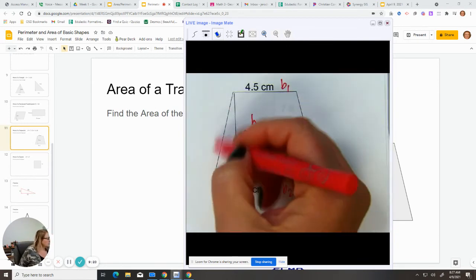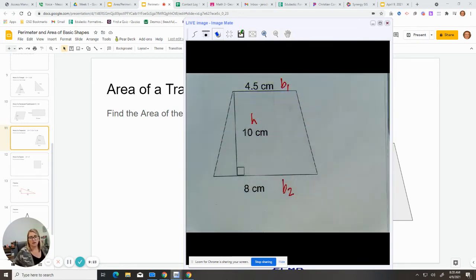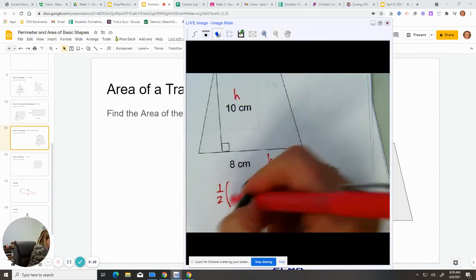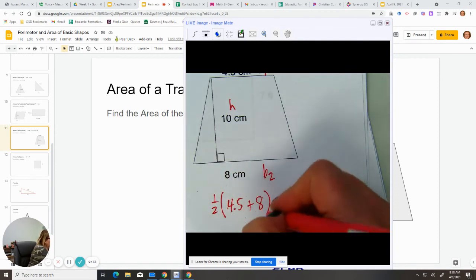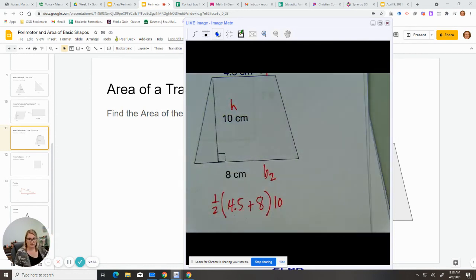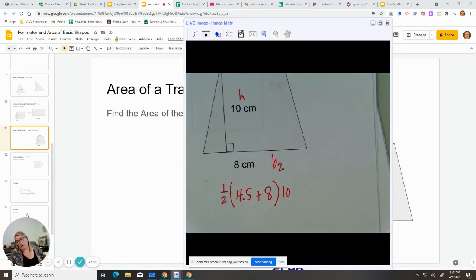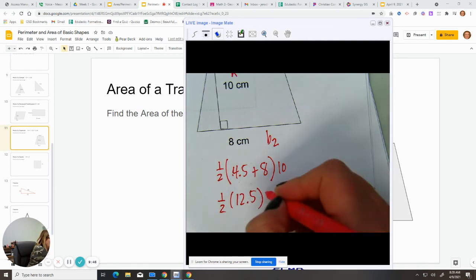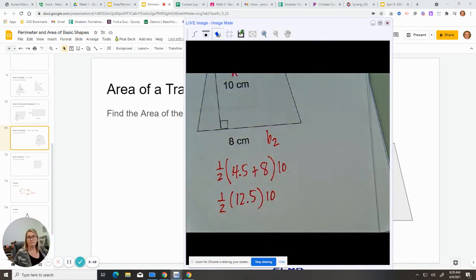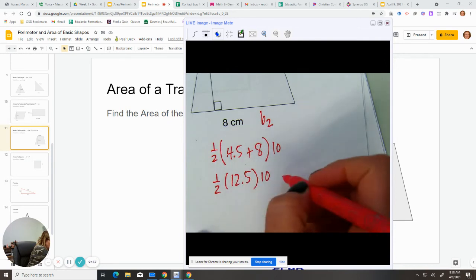Again, this is not a height. It has to be a perpendicular. It has to be a 90-degree angle. So our formula says 1/2 of base 1 plus base 2 times the height. And then you have to remember back to order of operations that you do things in the parentheses first. So now we would simplify this to be 12.5 in here, because 4.5 plus 8 is 12.5.